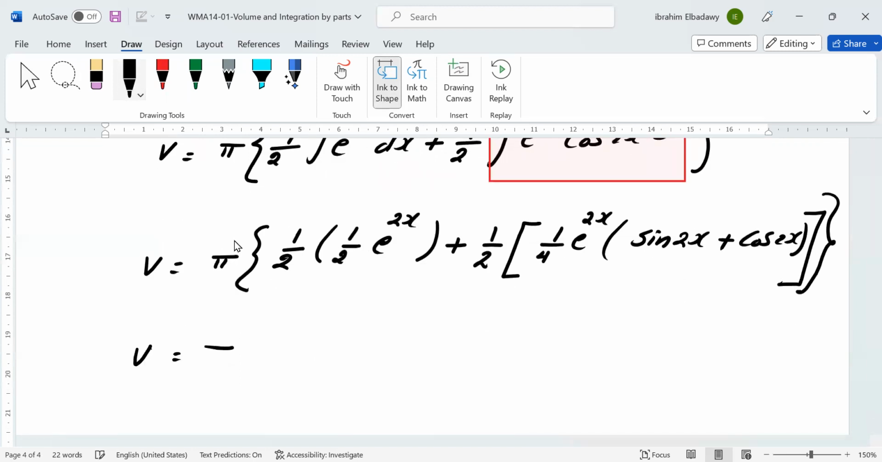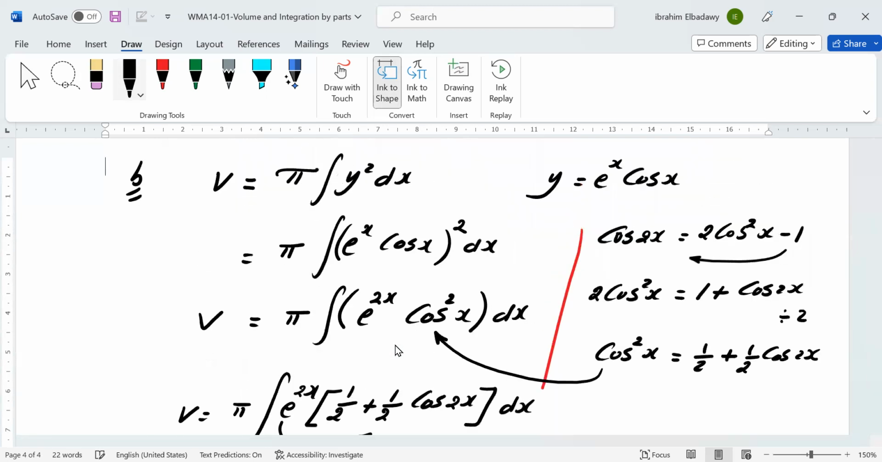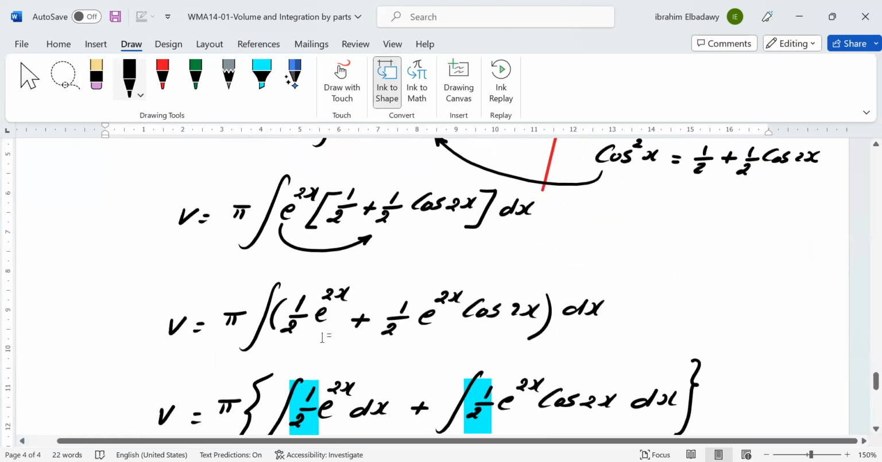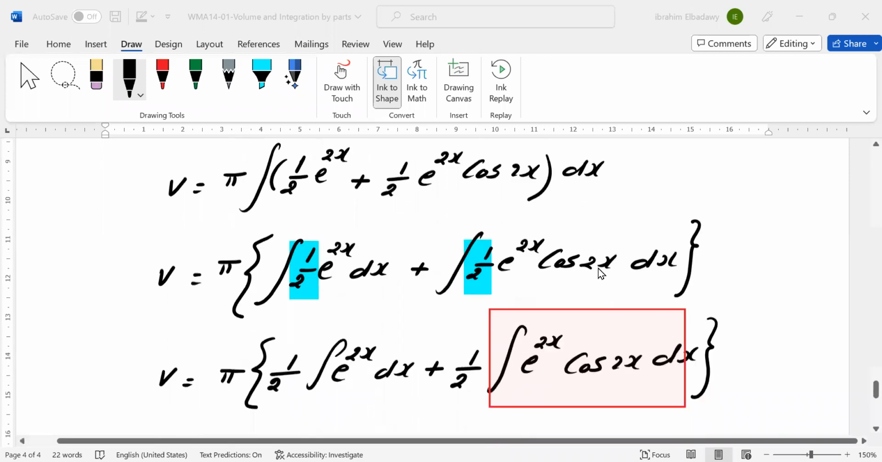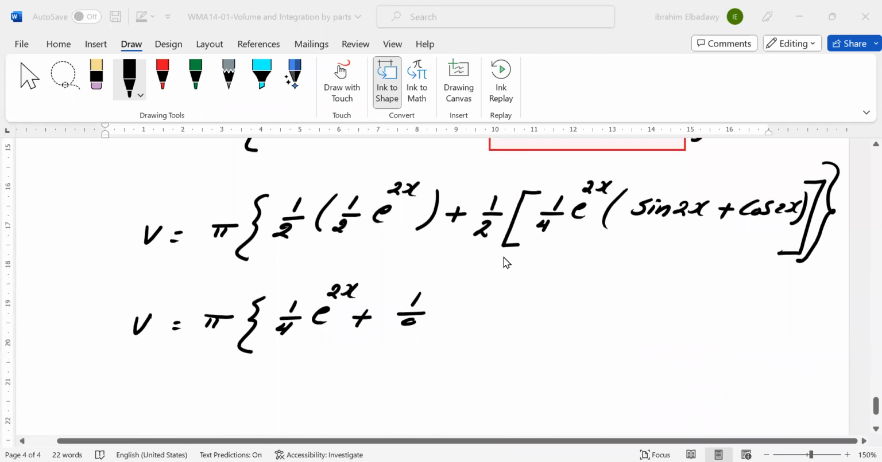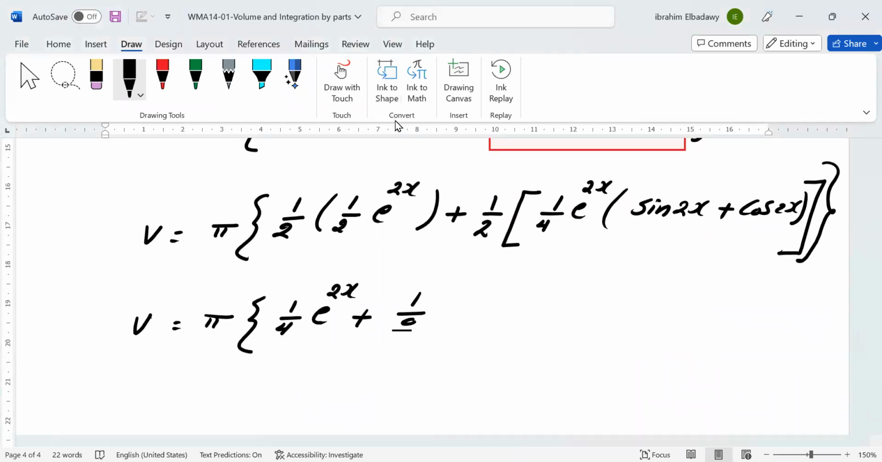So the volume is pi times, half times half, which is a quarter e power 2x, plus, you can multiply here, 1 over 8 e power 2x, open bracket, sine 2x plus cosine 2x, and close the bracket.